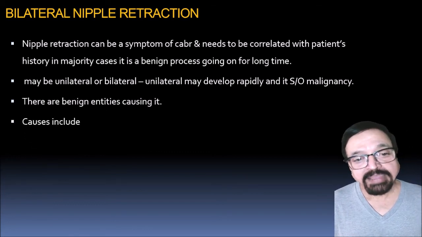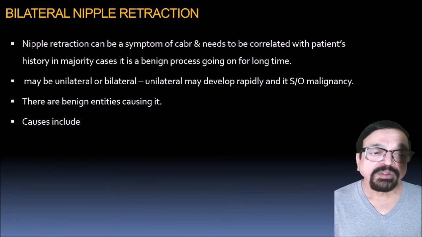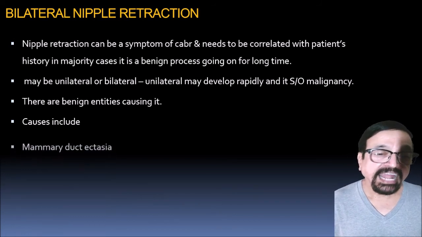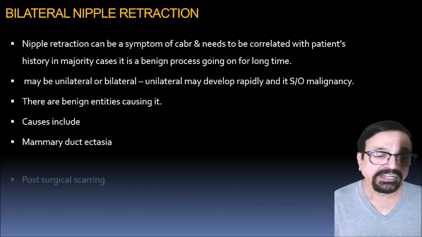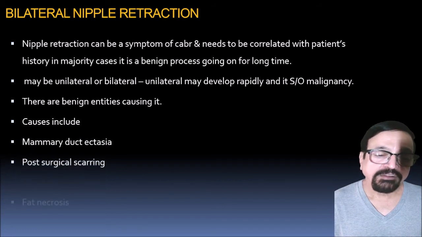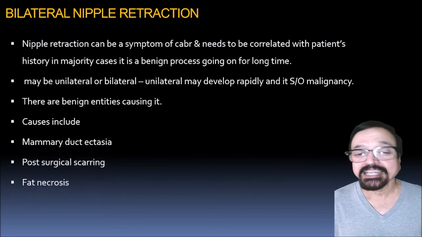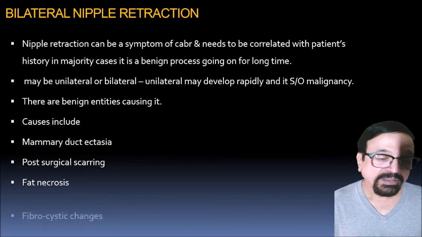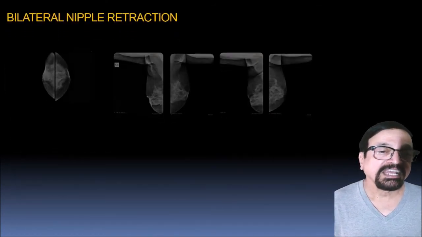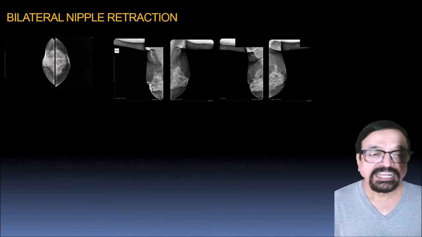A lot of the time it is bilateral and benign, or we may not get any cause at all, but in that case we have to exclude mammary duct ectasia. Then it can be post surgical scarring, nothing much to be proved or disproved. Fat necrosis usually occurs post radiation, and fibrocystic changes. These are things we will have to find out if there is nipple retraction. Now these are the cases.